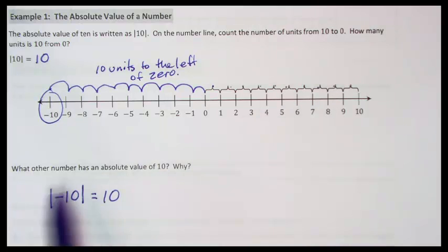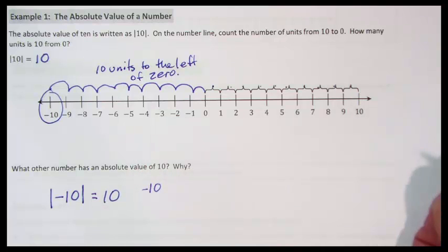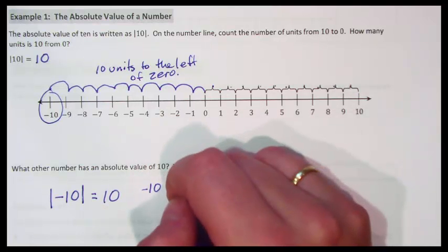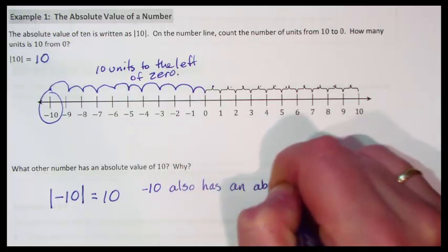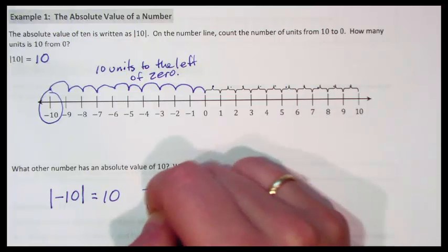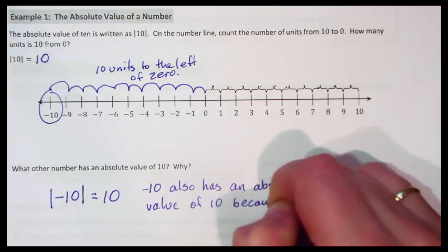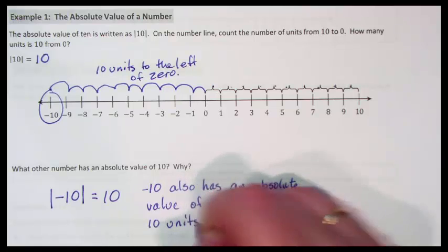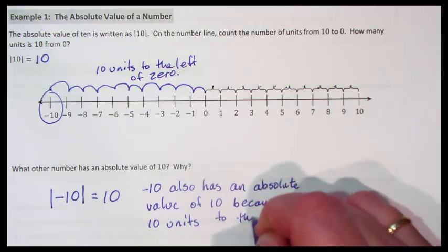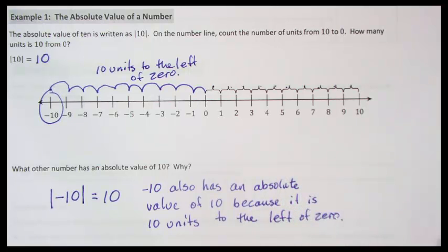What other number has an absolute value of 10? Negative 10. Why? It has the same distance from 0. Negative 10 also has an absolute value of 10 because it is 10 units to the left of 0. 10 units away from 0.